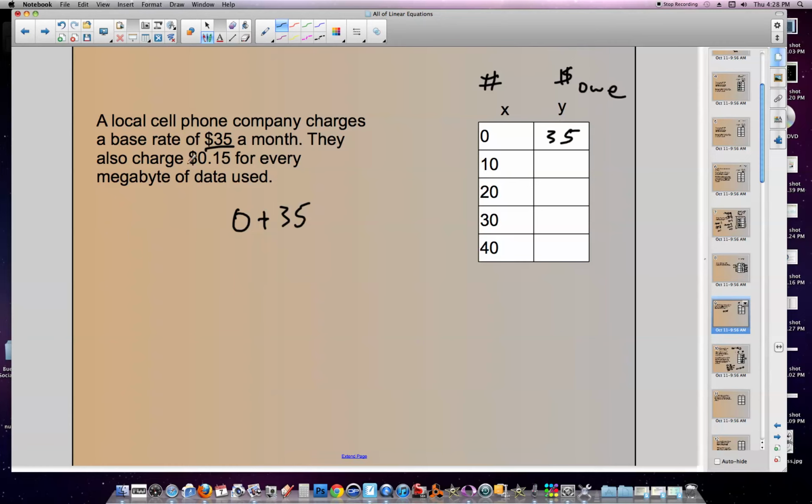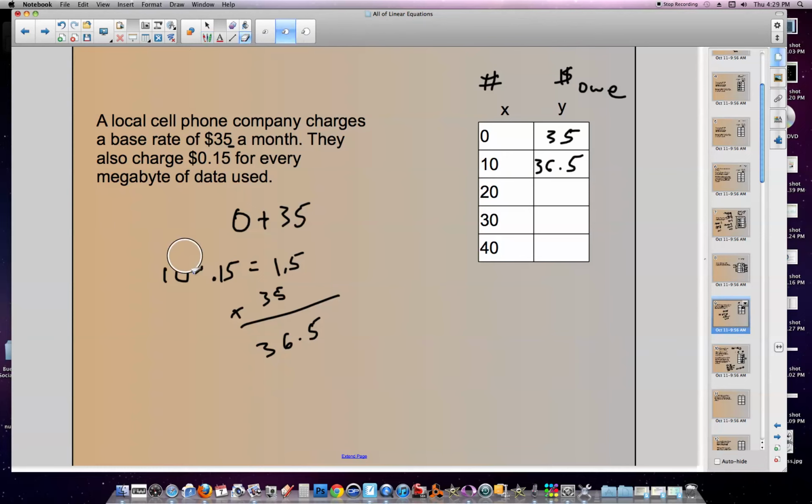Now, let's say that we use 10 megabytes. If we use 10 megabytes and we get charged 15 cents for every megabyte, 0.15, then that's going to come out to $1.50. And then we still have to add to that the $35 we owe. I really should line up my place values. And we wind up with $36.50 is what we're going to owe.